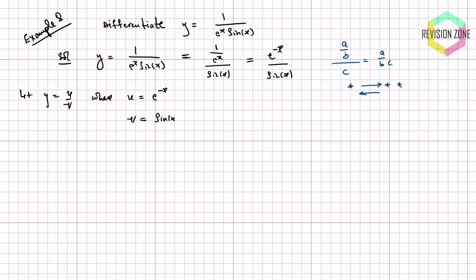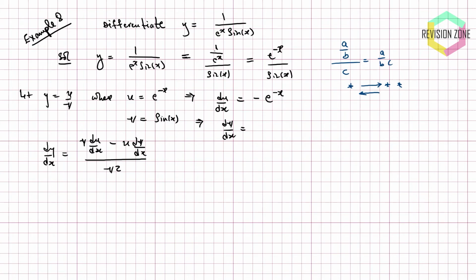So again, what's my quotient rule telling me? Well, it tells me the formula that we've seen lots of times now. So v du dx minus u dv dx, and the whole thing is over v squared. But of course, I need to differentiate the u and the v. So I do that now. The derivative of e to the minus x is just minus e to the minus x. We've seen this sort of thing before. And the derivative of sine x is again very familiar to us. Sine differentiates to give us cosine.